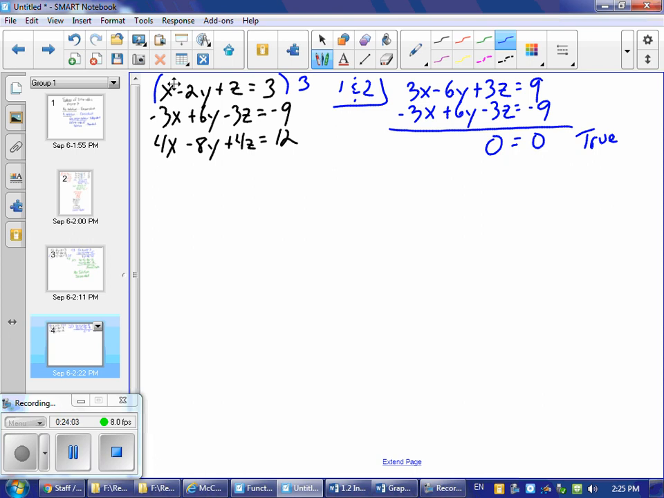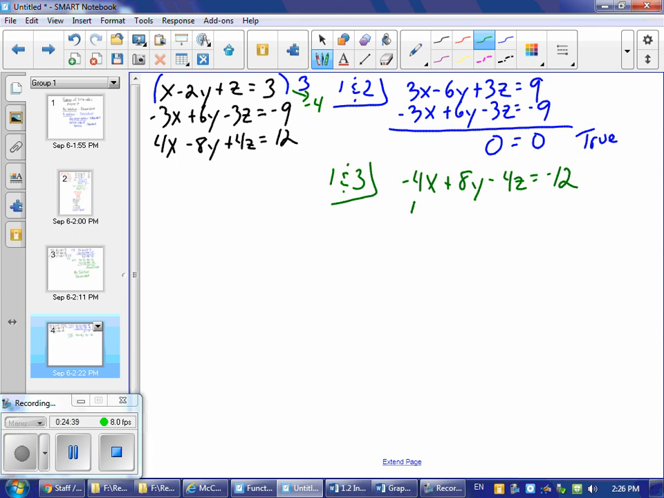So let's try 1 and 3 and see what we get there. All right, let's see. If I do 1 and 3, I'm still trying to get rid of the z. That was the initial intent. I would have to multiply the top one, it looks like, by a negative 4. So let's see what happens. We're going to get negative 4x on the top one plus 8y minus 4z equals negative 12.